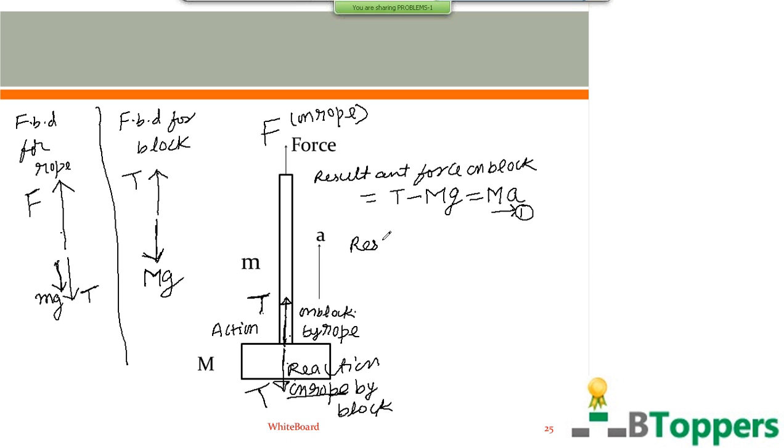So the resultant force on the rope in the upward direction can be written as F minus T minus small m into g. According to Newton's second law, the resultant of all the forces acting on the rope must be equal to the product of its mass and acceleration.